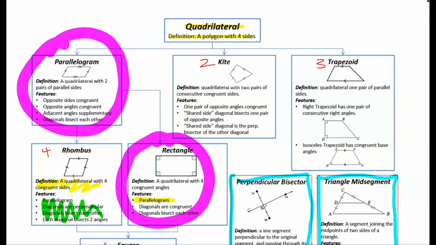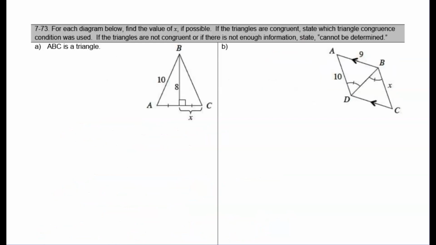Okay, let's pick up now with page 2. We're going to jump to question 7-73. And it says, for each diagram below, find the value of x if possible. If the triangles are congruent, state which triangle congruence condition was used. If the triangles are not congruent, or if there's not enough information, state cannot be determined.